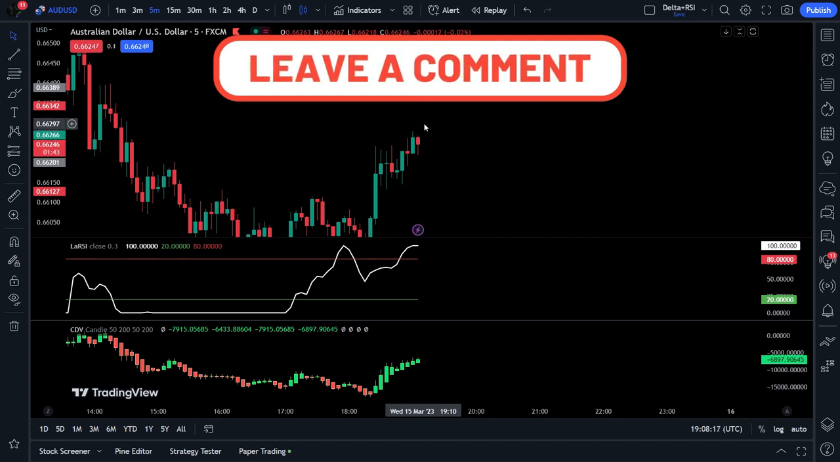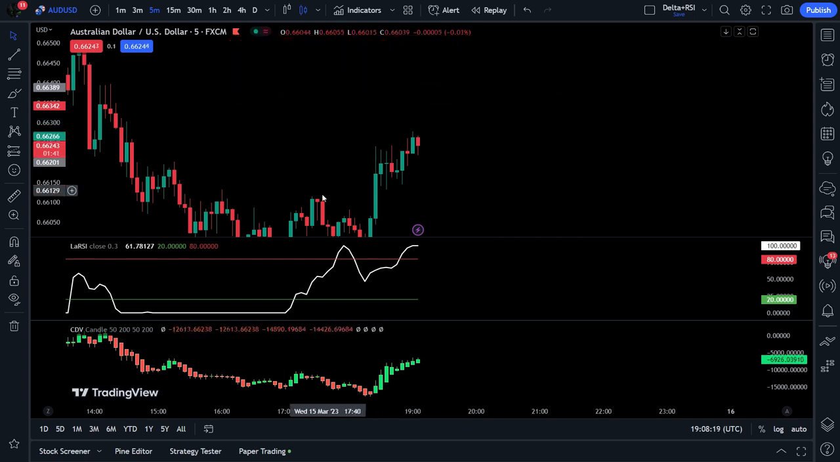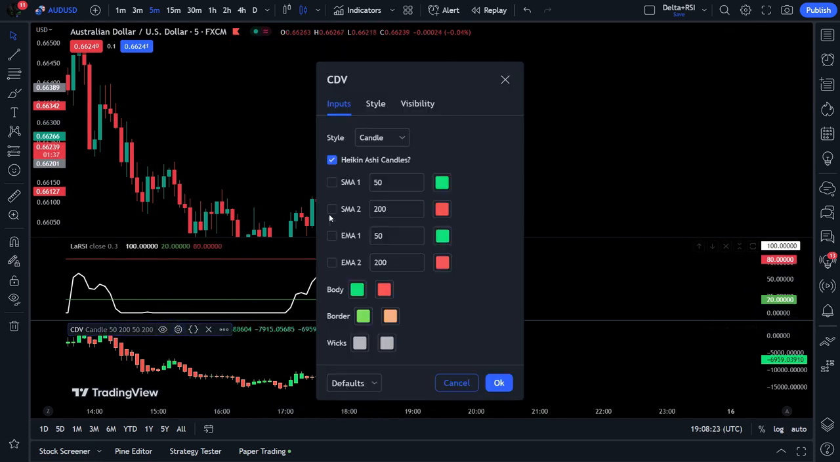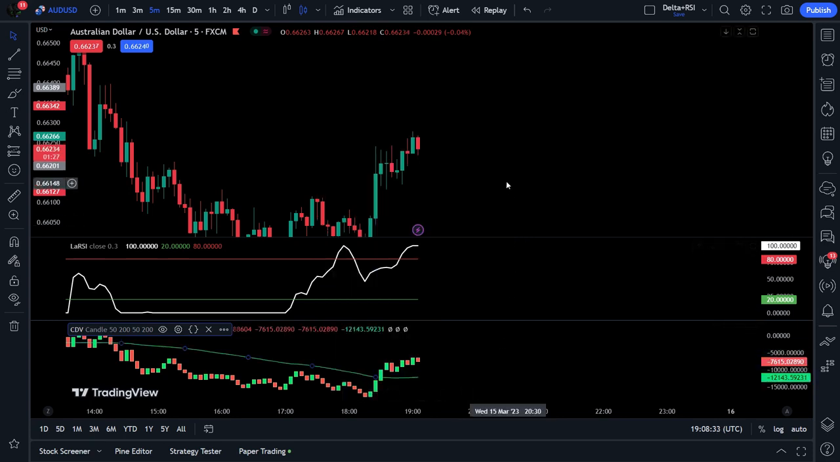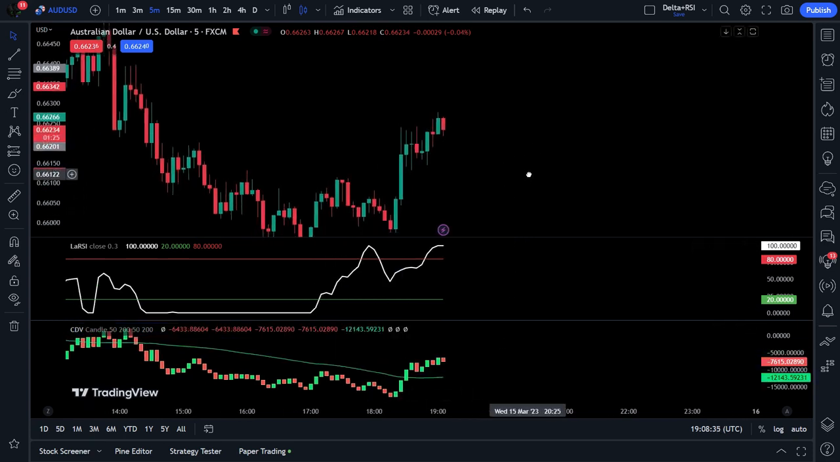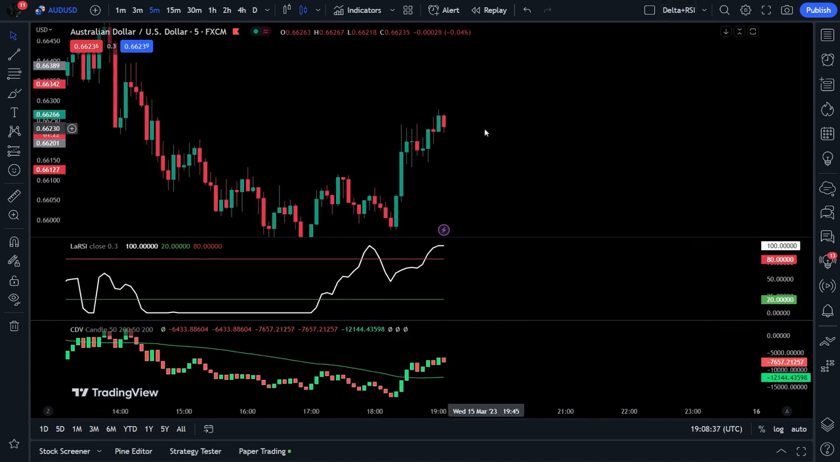Okay, now we have optimized the settings for the RSI, let's change the cumulative delta settings. Head over to Settings and go into Inputs. Let's uncheck the box labeled Heiken Ashi Candles, and let's also enable the SMA1 with a length of 50. The cumulative delta will adjust its sensitivity depending on your time frame, so these are all the settings we need to change. Okay, now we have set up our chart, let's run through some long examples.